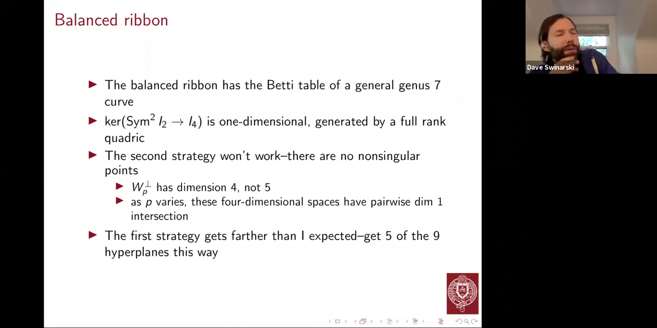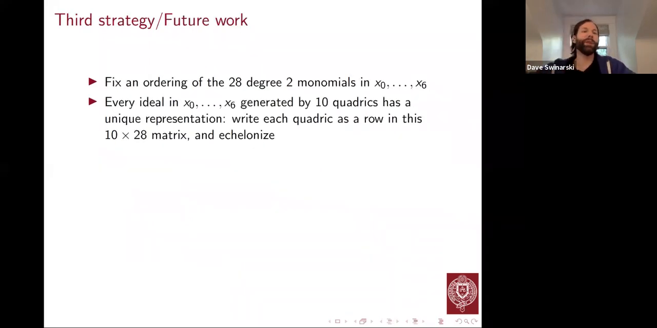Now, at first, I didn't think that the approach using representation theory of the automorphism group would get very far, but I actually tried it over the weekend, and I got a lot further than I expected to. I was able to pin down 5 of the 9 hyperplanes this way. So I still haven't finished this example. And so let me just briefly mention a third strategy for finding hyperplanes that give specific curves in Mukai's model. And so this is now leading us into a discussion of future work.